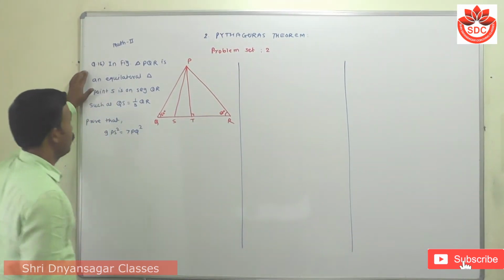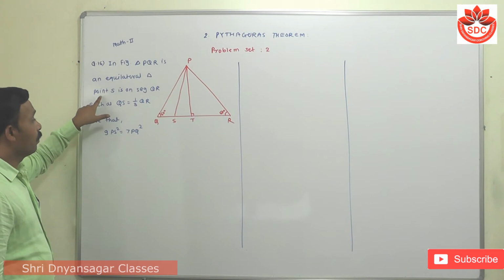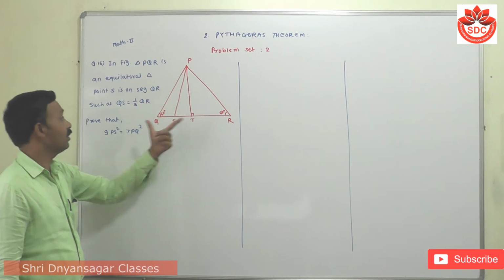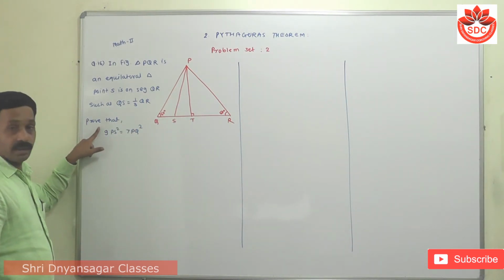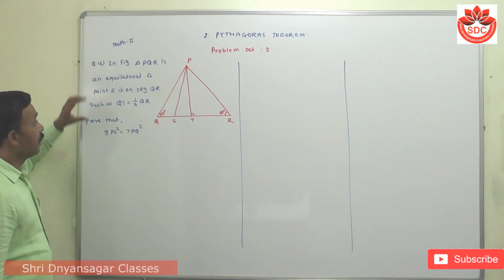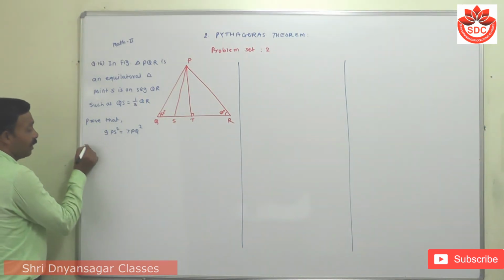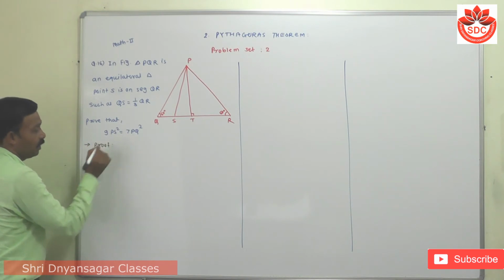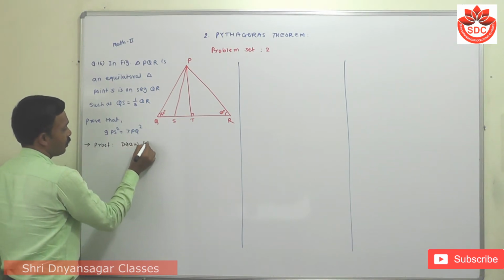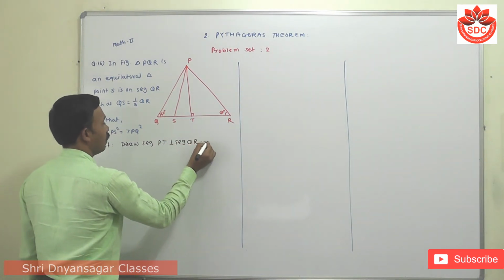Question number 16. In the figure, triangle PQR is an equilateral triangle. Point S is on segment QR such that QS is equal to 1 upon 3 part of QR. Then prove that 9PS square is equal to 7PQ square. Student, up to this is the given, and to prove is this one. Okay, I have to directly take its proof. In this proof, first I have to take the construction, that is, draw segment PT perpendicular on segment QR. This is our construction.